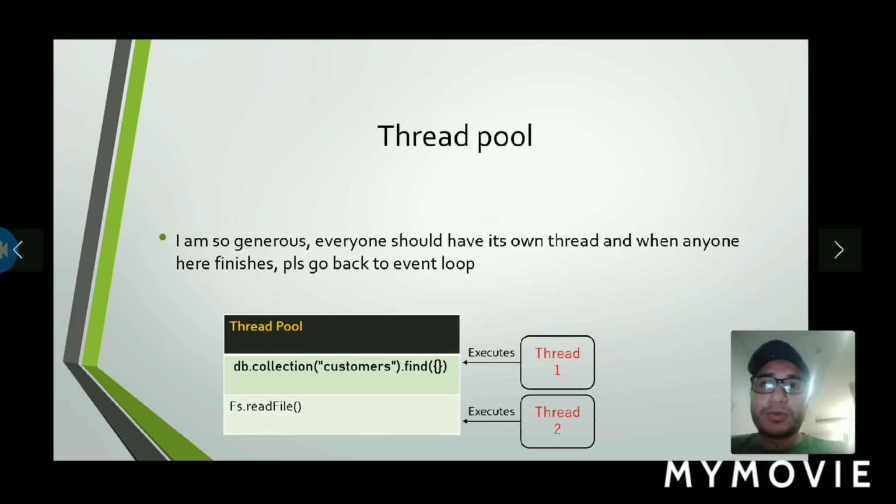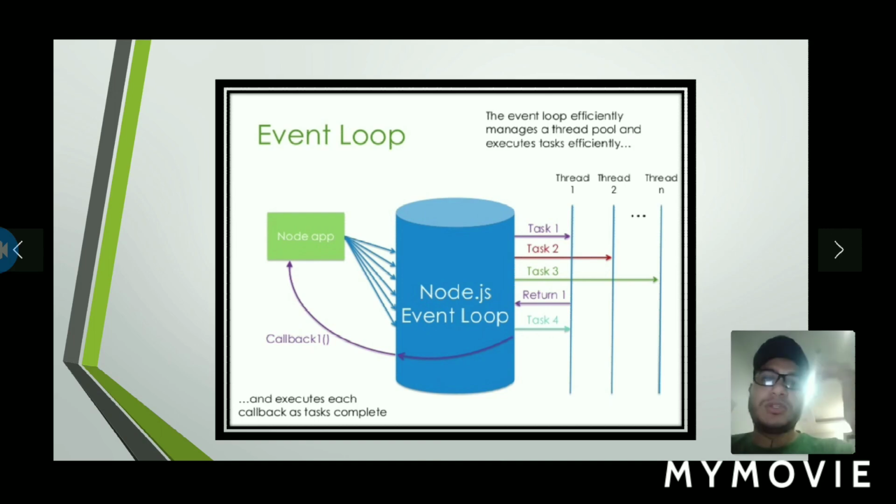So let's see what's going on with that thread pool. Thread pool is a multi-threaded architecture. Every hard work here has its own thread. So the database connection has its own thread, the file system has its own thread. They are executing in parallel. Whichever of them finishes first will send the output back to the event loop, and the event loop will do a callback to the event queue to execute any instructions that are dependent on that output we just got.